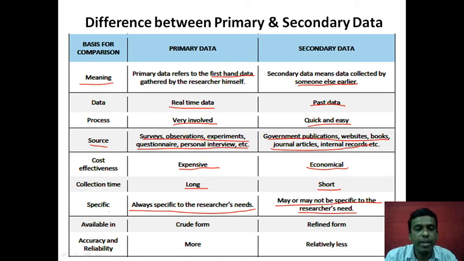With respect to availability, primary data is available generally in crude form, which you have to refine, filter and use for your analysis. Whereas because secondary data has already been published, all these steps have been done by someone else, and we get it in a refined form. And with respect to accuracy and reliability, the accuracy and reliability of primary data is more because we ourselves are collecting the data. On the other hand, we do not know who has collected the secondary data. There might have been bias when that person collected it, and hence we are not 100% sure whether it is accurate and reliable.